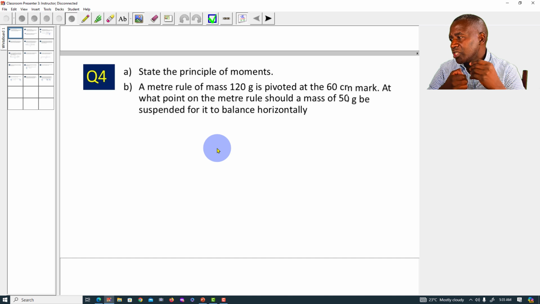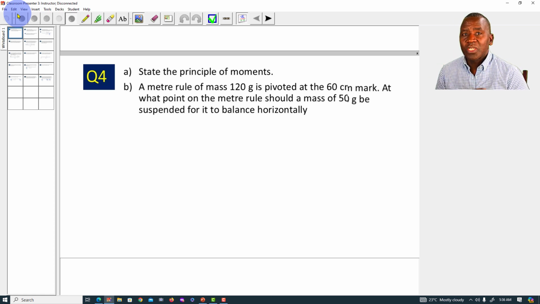and then in the next question we are going to apply that principle of moments in calculations. So, state the principle of moments. What does the principle of moments state? It states that for a system of forces in equilibrium, the sum of the clockwise moments about a given point is equal to the sum of the anti-clockwise moments about the same point.